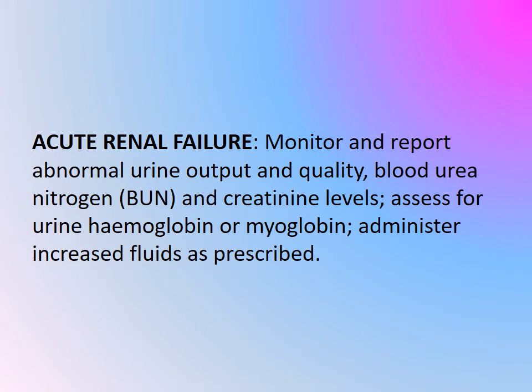Acute renal failure: monitor and report abnormal urine output and quality, blood urea and creatinine levels. Normal urea will be less than 40 and creatinine less than 1.2. These should be monitored, and assess for urine hemoglobin or myoglobin. Administer increased fluids as prescribed.